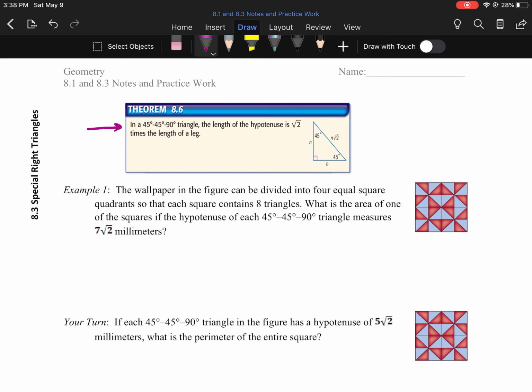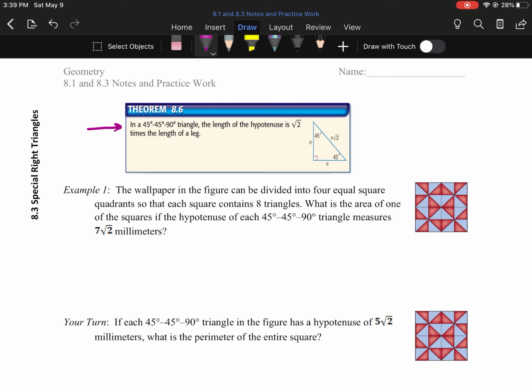The first one being the 45, 45, 90 triangle. And what that means is that we know a triangle has three angles, and these angle measures are going to be 90 degrees, 45 degrees, and 45 degrees. So 45 plus 45 is 90, 90 plus 90 is 180. So it all still adds up to 180 degrees.